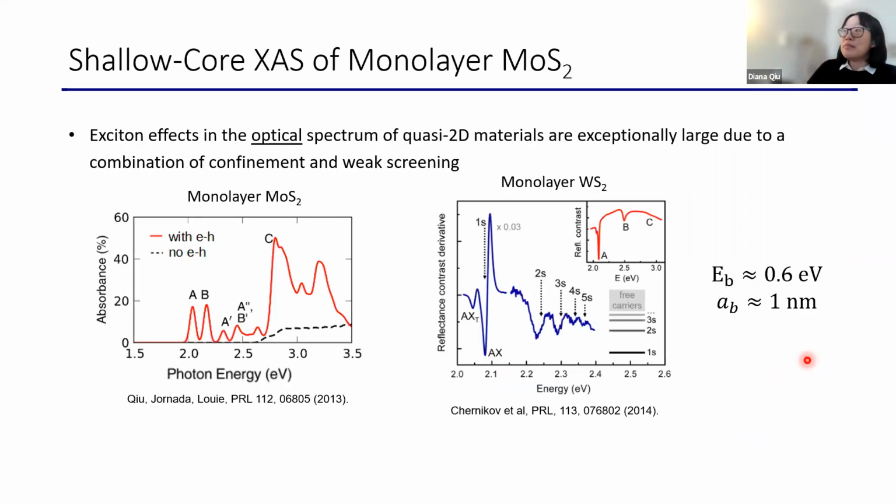As an example system, I'd like to start by taking a look at shallow core levels in monolayer MoS2. This is because we expect that the coupling of the valence and core subspaces is going to be more important in systems where the exciton binding energy is large. And in quasi-2D materials, it's by now well established that excitons at the optical band edge have exceptionally large binding energies. So we expect that excitonic effects in the X-ray absorption spectrum are going to be similarly large or even larger due to the localization of the core state.